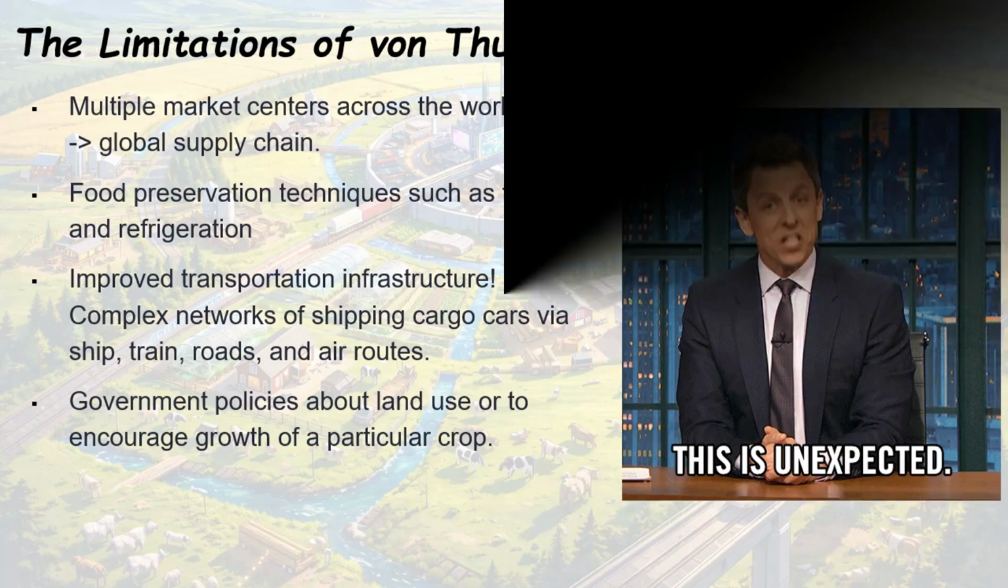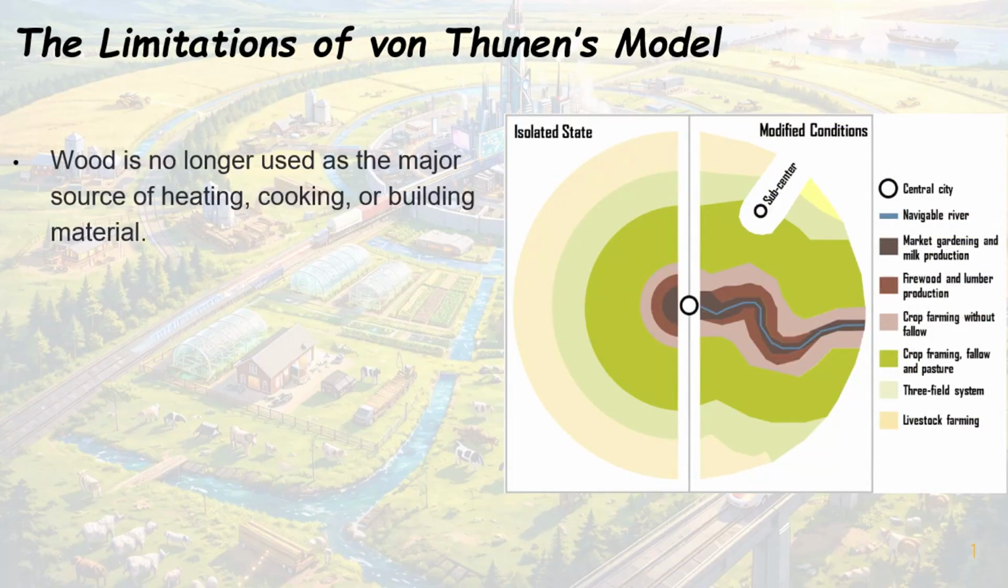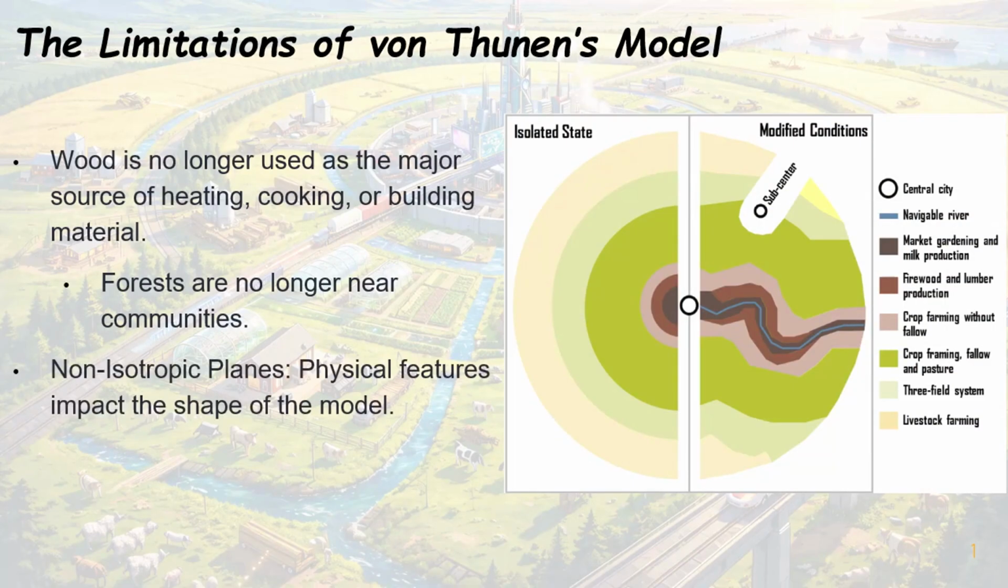First, wood is no longer the main source of heating, cooking, or building material. Back in Von Thunen's time, firewood and timber were essential goods. That is why forests were placed relatively close to the market in the original ring system. People needed wood constantly. It was survival energy. But now, most cities are not depending on nearby forests for daily heat or cooking. We use electricity, gas, concrete, steel. So the logic that forests must be near the urban center does not hold the same power anymore. That entire ring loses relevance in modern land use patterns.